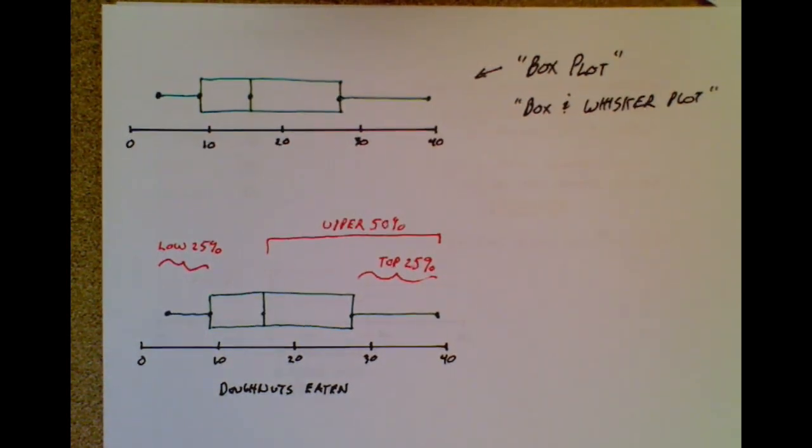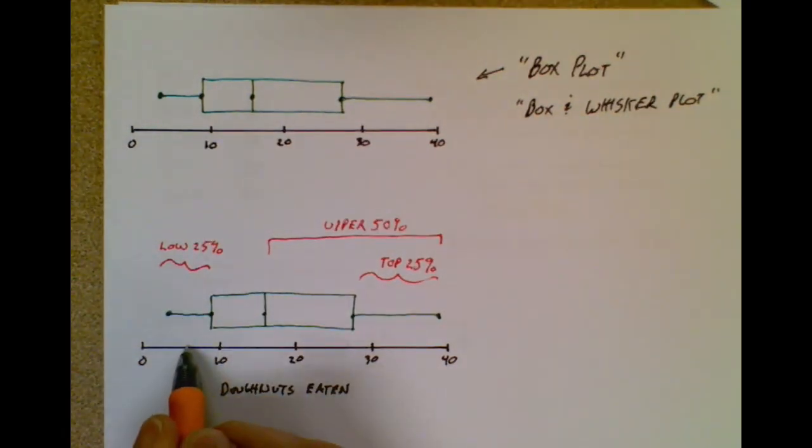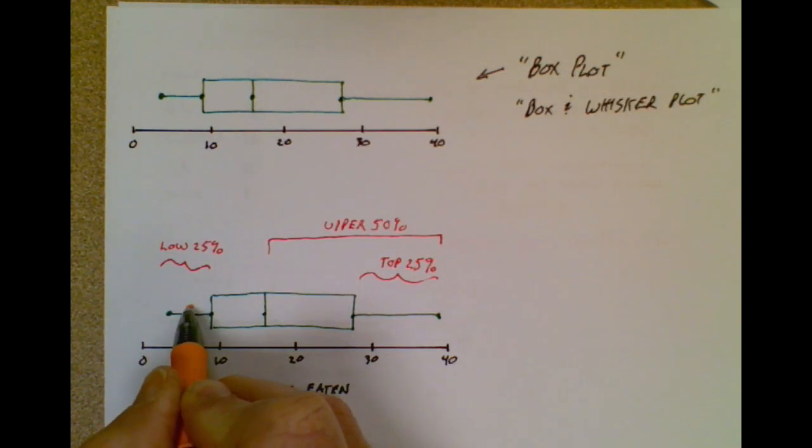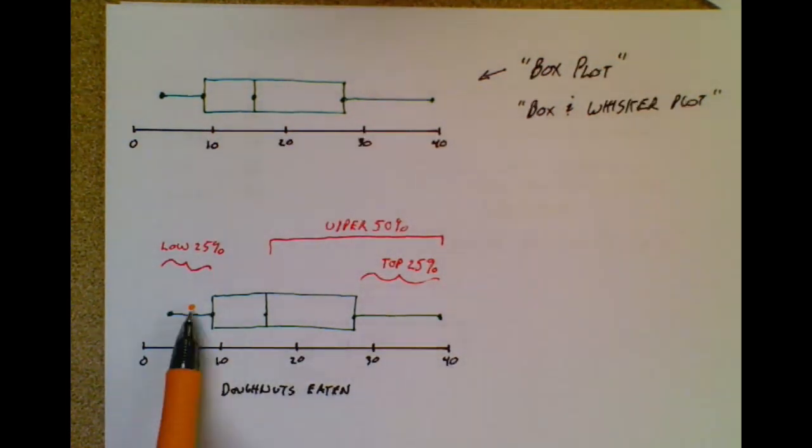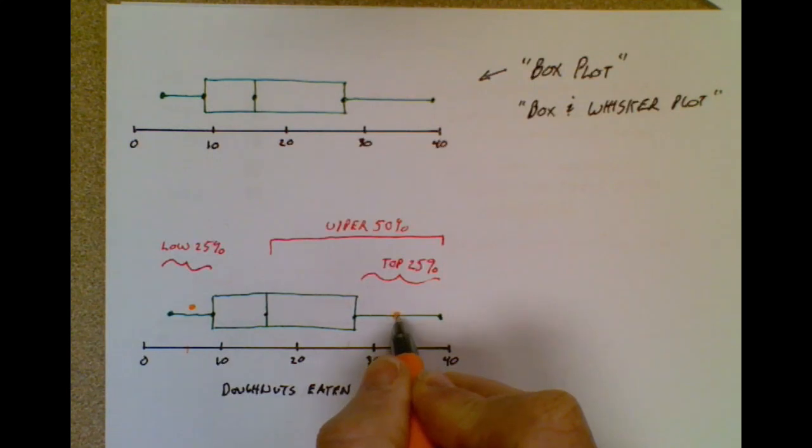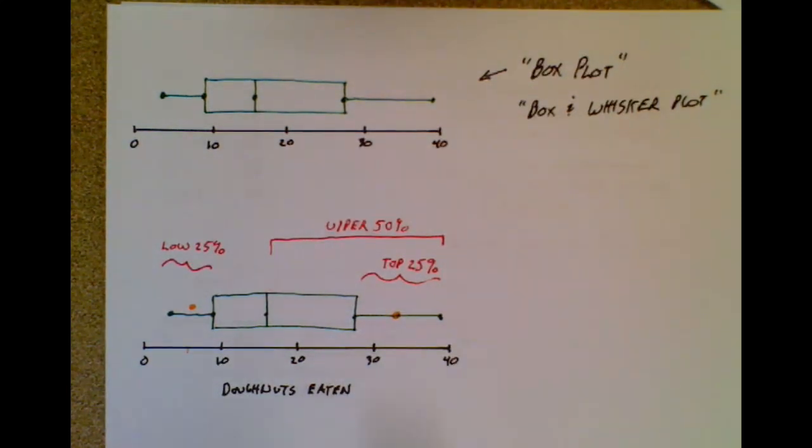If somebody told you they ate 7 donuts last year, 7 on this number line would be about right here. And so you know that person didn't eat many donuts compared to the rest of the people. In fact, they were in the lowest 25% of all people. If somebody bragged to you that they ate 33 donuts last year, that would be about right here on your plot. And that would tell you right away, just by looking at this picture, that holy cow, they're in the top 25% of donut eaters.